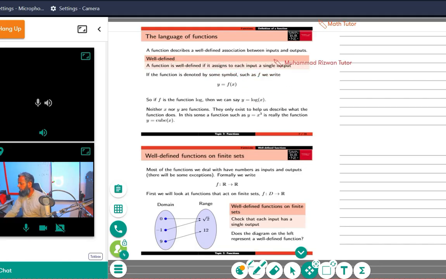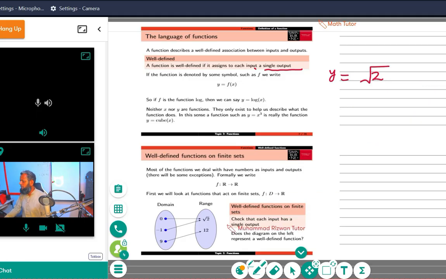A function describes a well-defined association between inputs and outputs. A function should be well-defined, and there is an association between inputs and outputs. A function is well-defined if it assigns to each input a single output. Otherwise the function is not well defined. For each input, if there are more than one output, more than one image, then this function is not well defined. Clear?